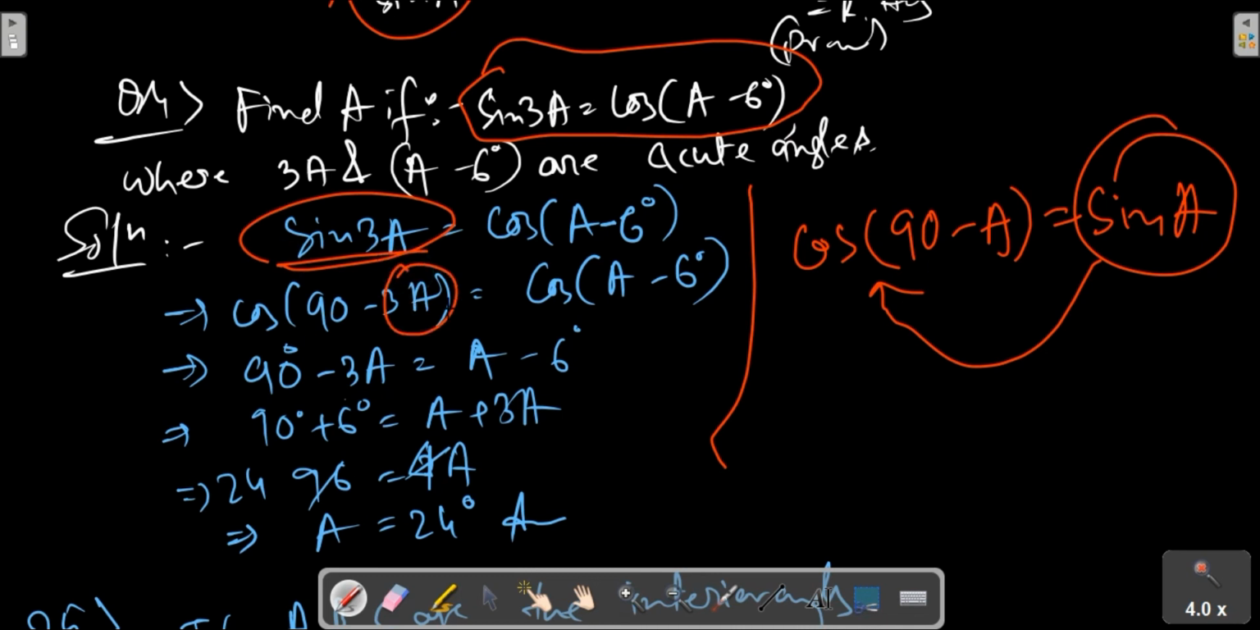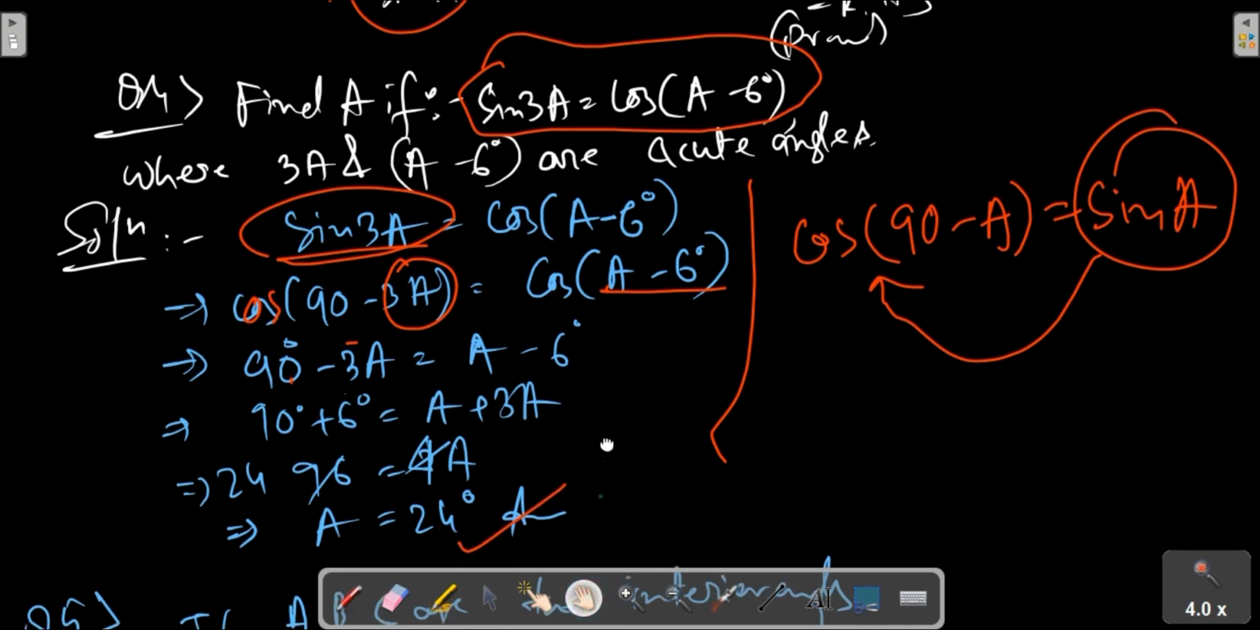So now here you see both sides we are having the same ratio, cos and cos, so we can just omit them. We do not cancel because the operators cannot be cancelled out like that. So we are omitting the cos on both sides. So we are left with this 90 minus 3a and on this side a minus 6 degree. So here you can just check the calculation very easily. We have got a equals 24. And the last sum for this class.